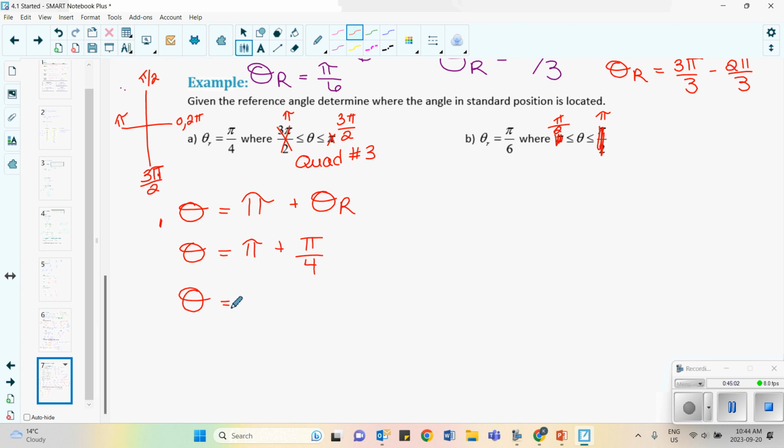Can you do the common denominators in your head? Yes. 2 divided by 2. What's the answer? 5 pi over 4. Well, we got an insight to your thinking.